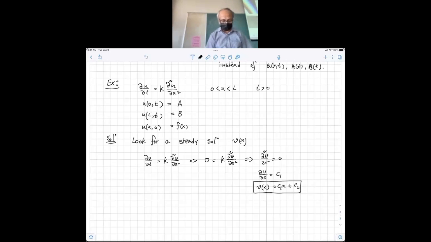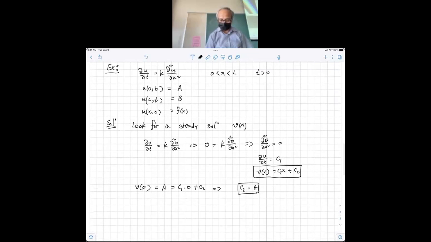Now I go to the boundary condition. So instead of u, I replace V, and it does not depend on t, which is A, and put back to the solution C1 times 0 plus C2. So this gives me C2 equals A. I found one constant. Then I go V of L equals B, C1 L plus A, which implies C1 equals B minus A divided by L.